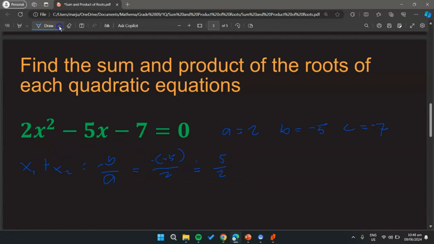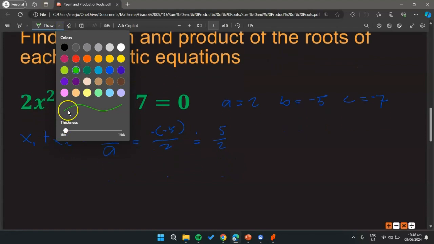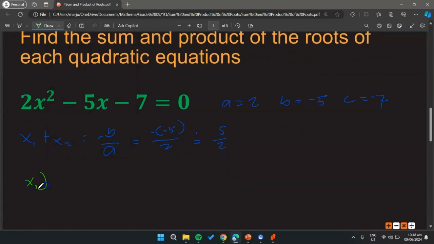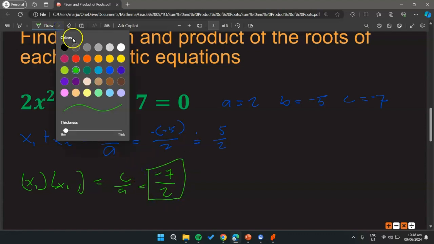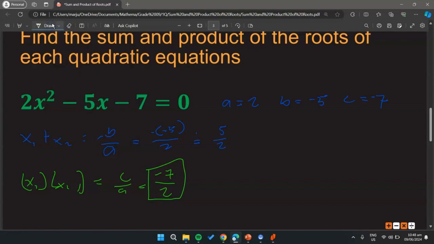What about the product? The product is given by x sub 1 times x sub 2, which is c over a. What is our c? Our c is negative 7, and our a is again 2. Therefore, the product of the roots is negative 7 over 2. Now let's check whether this is actually the case. Let's solve the roots of this quadratic equation using the factoring method.